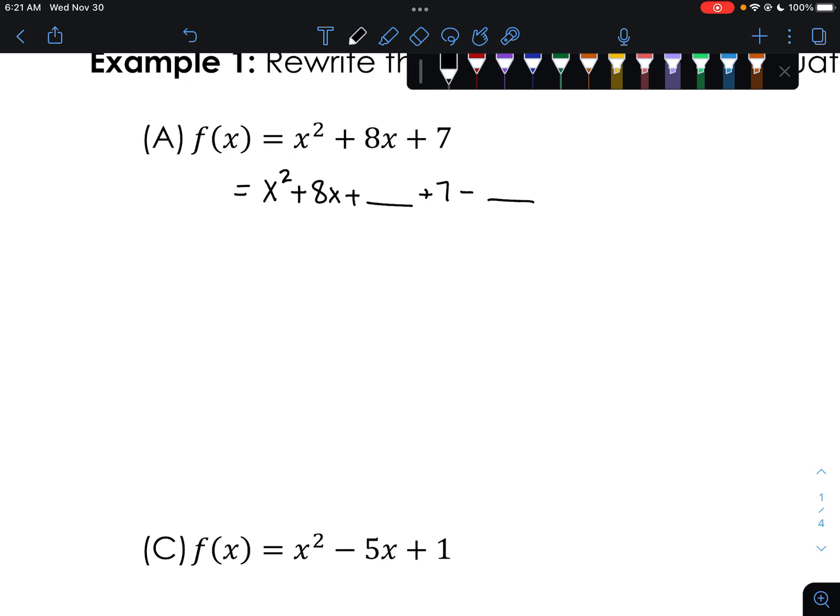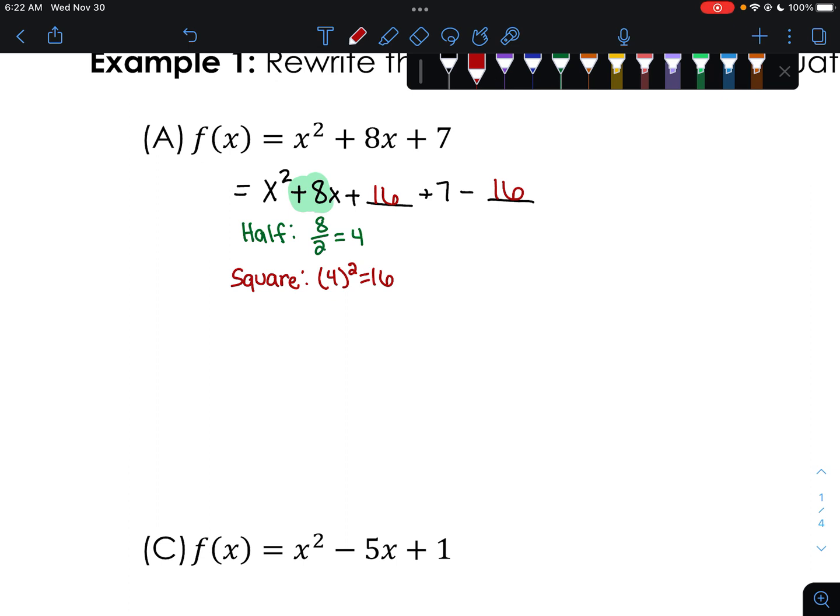So now what we're going to do is take this middle term right here and divide it by 2. We are going to half it, and you include the sign. So it is a positive 8 divided by 2, which gives me 4. Then we are going to square that term. So we take 4 and square it, which gives us 16. 16 is the number that goes here and here.